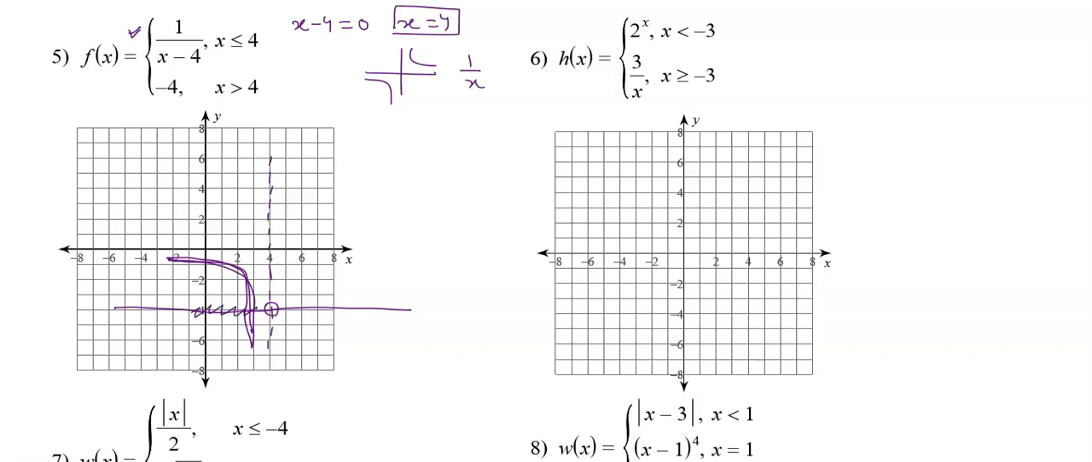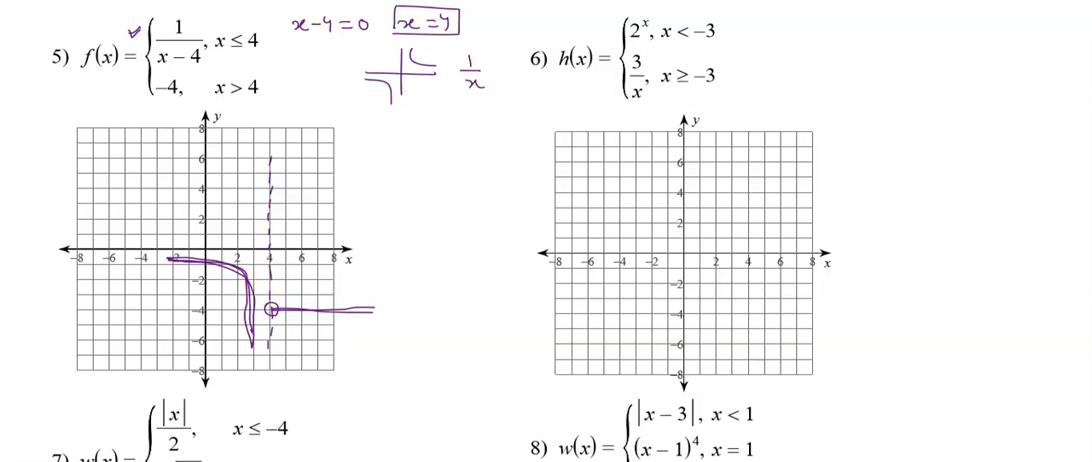Let me better erase that. So we agree to color only on the right side. So this is how the graph looks. The first graph is a rational graph with the vertical asymptote x equal to 4, and the second graph is a straight line y equal to negative 4 where x is greater than 4. So it is a hollow circle. So yes, very easy. Let's move to question number 6.